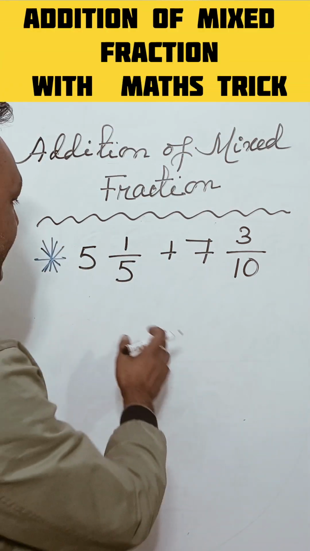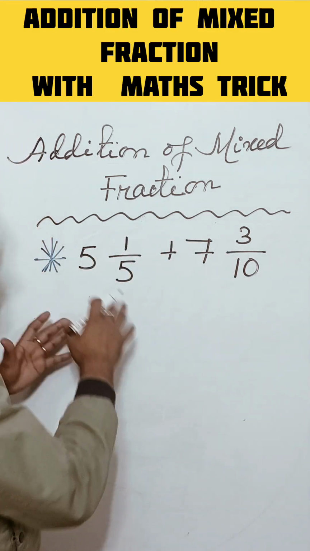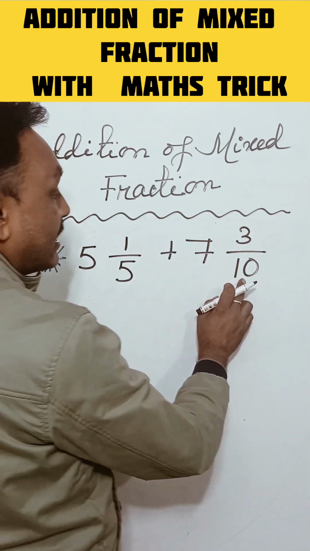Here I have taken another example, that is the addition of mixed fractions. But here the difference is that the denominators are not the same. In the previous examples, we had taken the same denominator, but here the denominators are not the same.